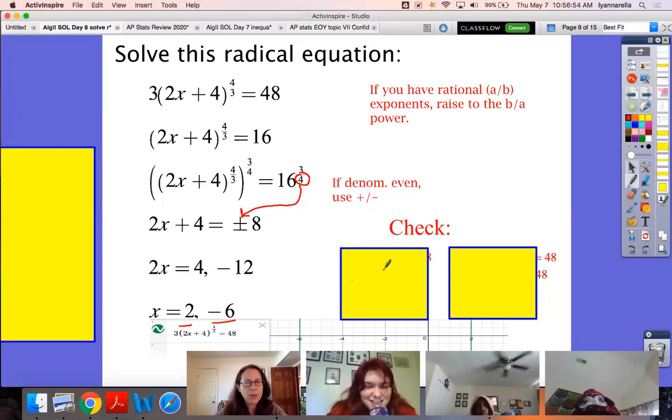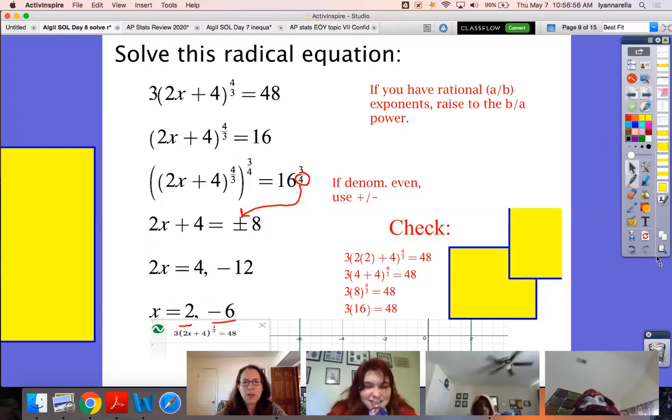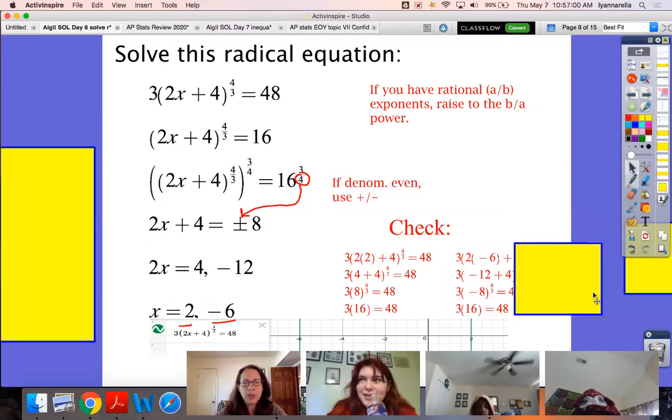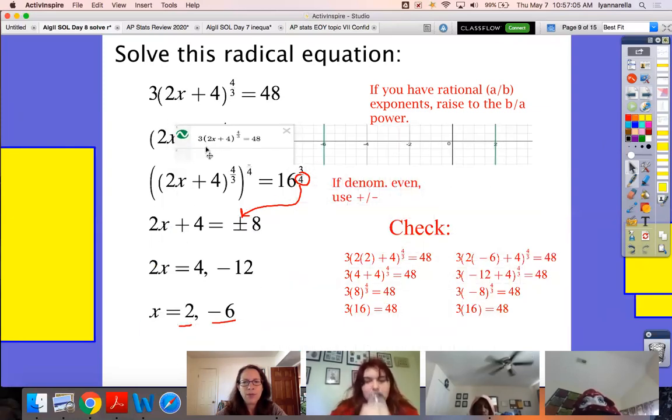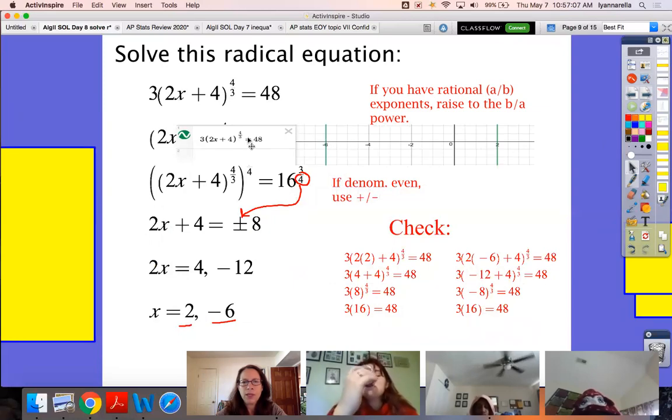So I checked both solutions, and the first one, 2, worked. I put 2 back in the original equation. And the second one, negative 6, also worked. And if you look down here, you can see that it crosses at negative 6 and 2.